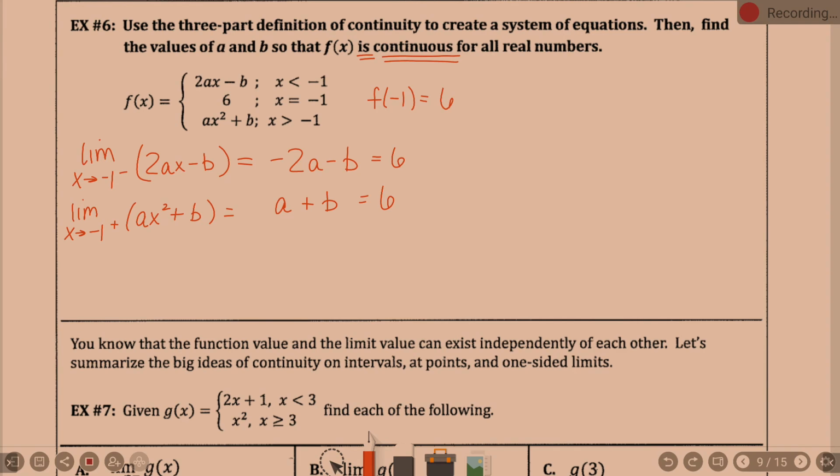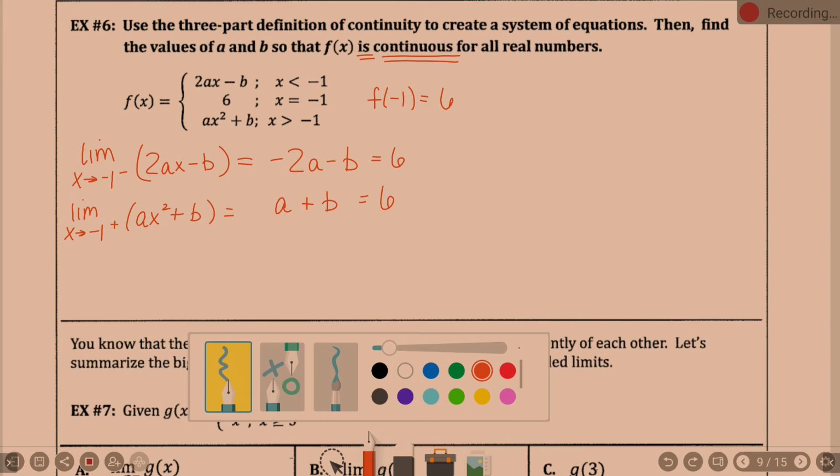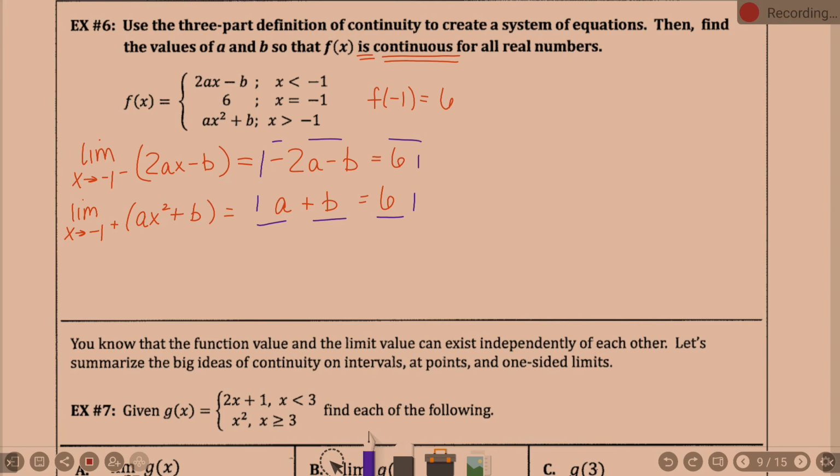So this right here, guys, is a system of equations, yes? Negative 2a minus b equals 6, and a plus b equals 6. Can we go back to our algebra days and solve?